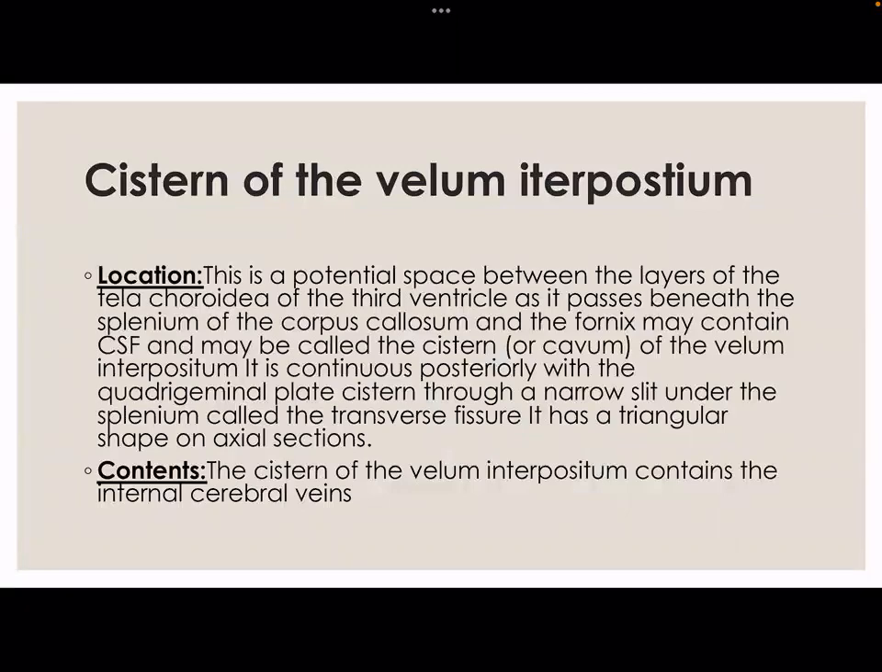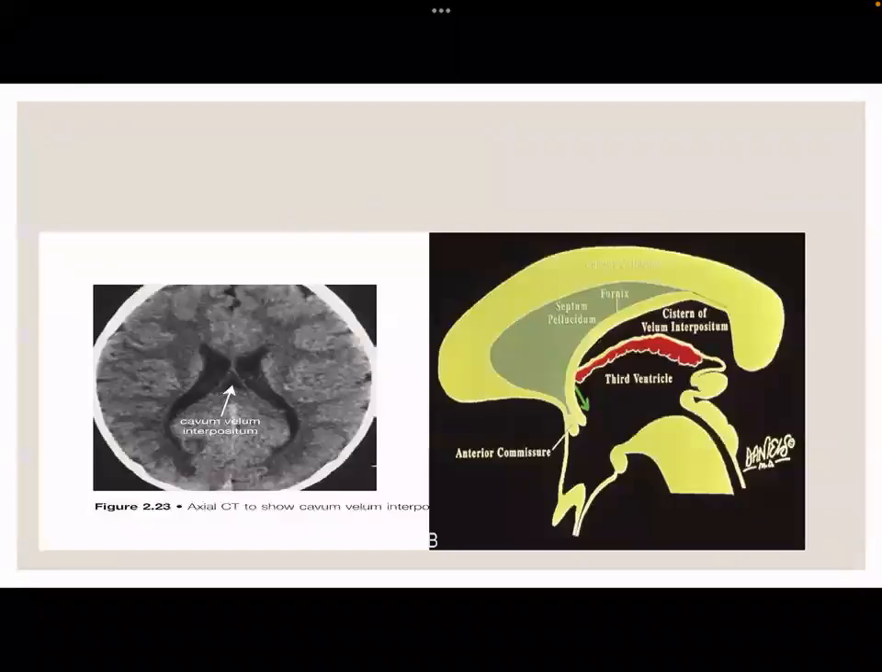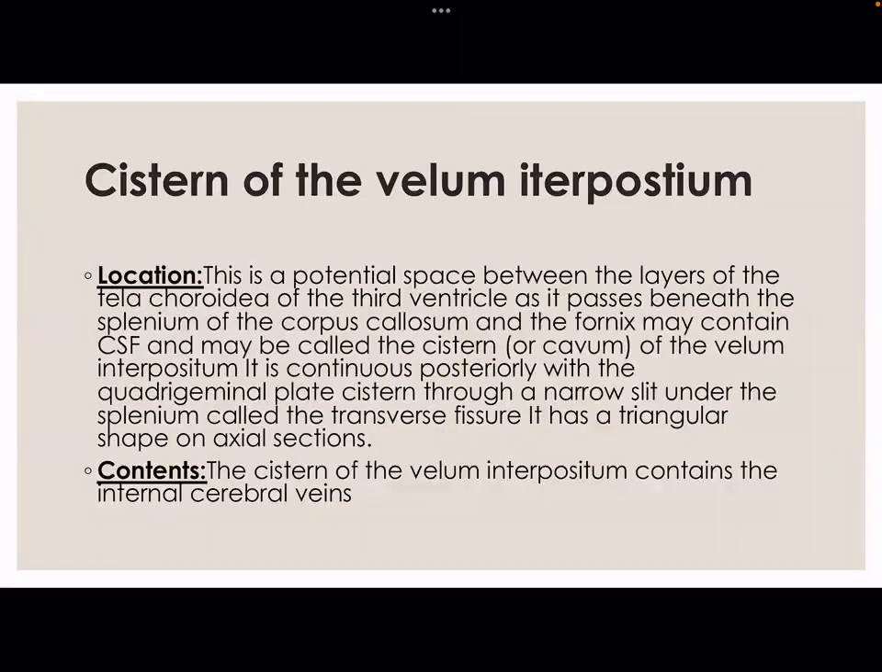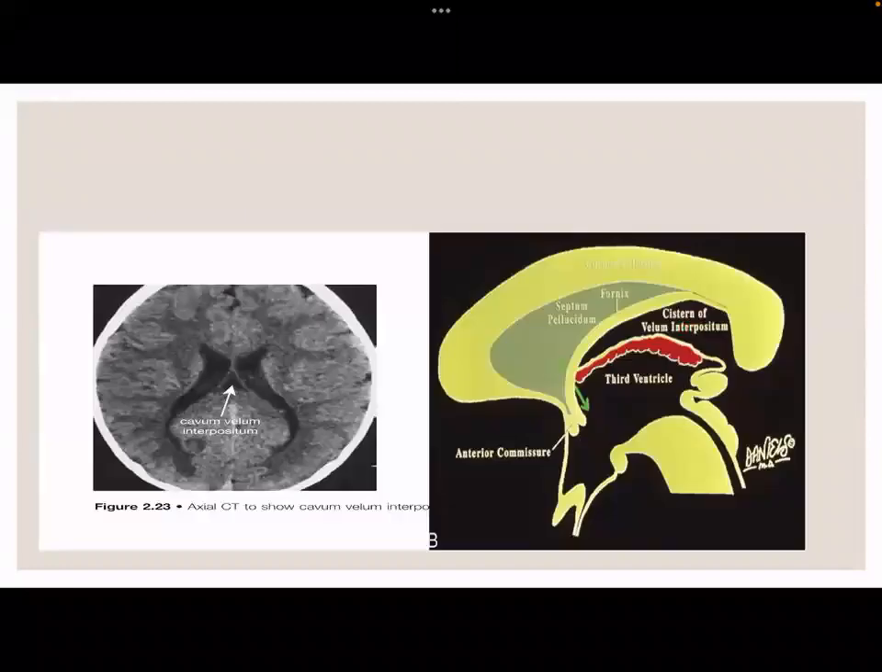Next is the cistern of the velum interpositum. The velum interpositum is a potential space that lies between the layers of the tela choroidea of the third ventricle. It passes, as you can see here, beneath the splenium of the corpus callosum and the fornix. If this cistern is filled with CSF, then it's called the cistern or the cavum of the velum interpositum. On axial image, as you can see here, it has a triangular shape. The content: this cistern contains the internal cerebral veins.